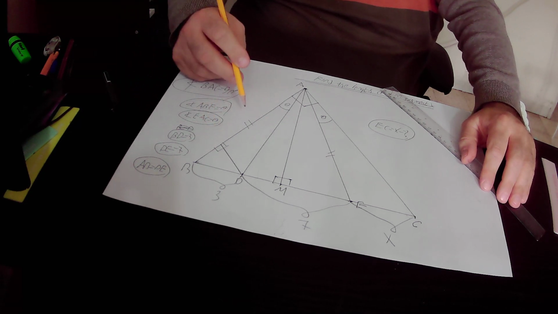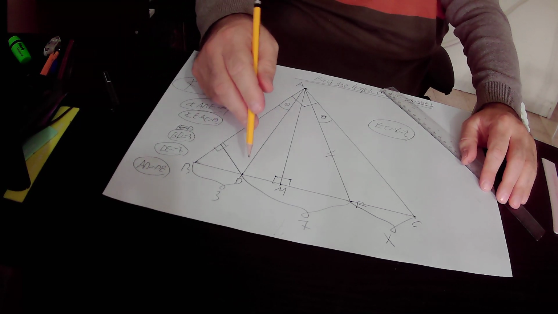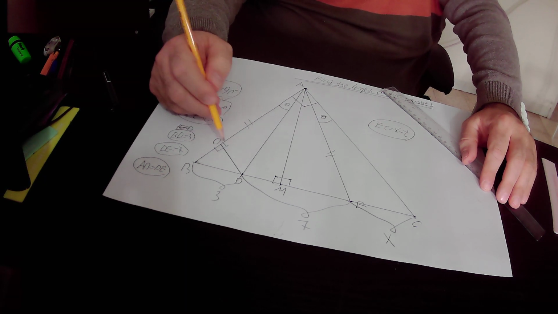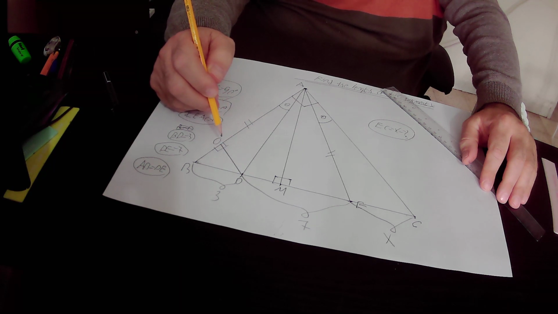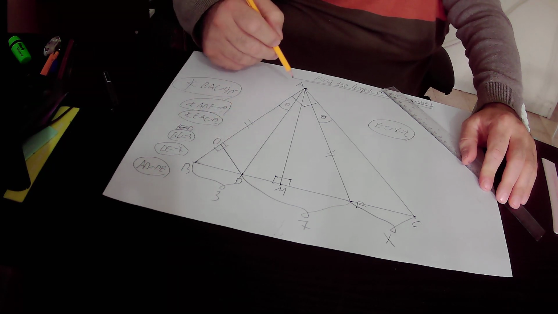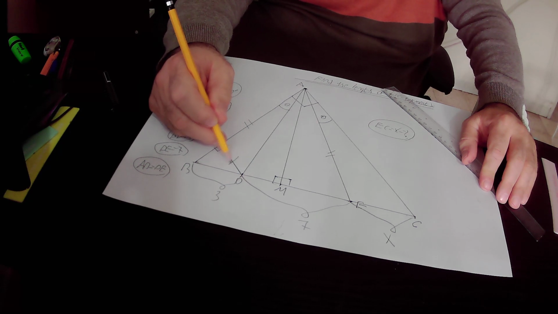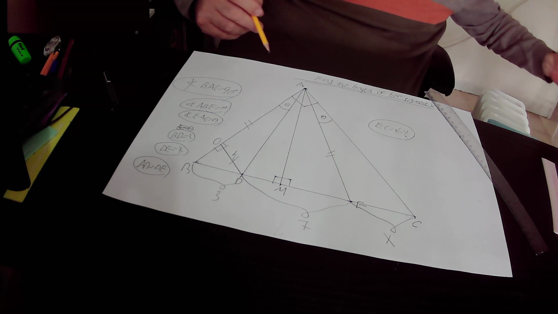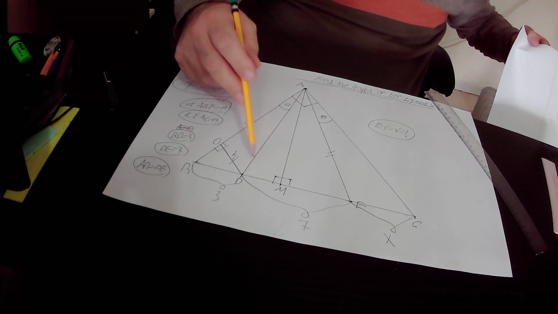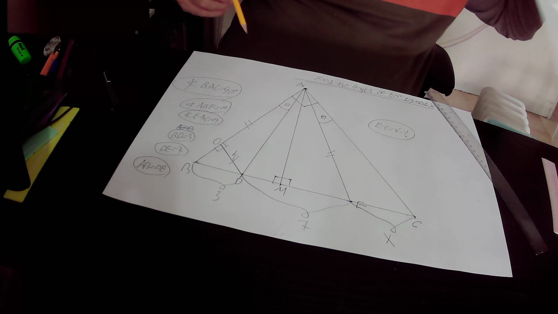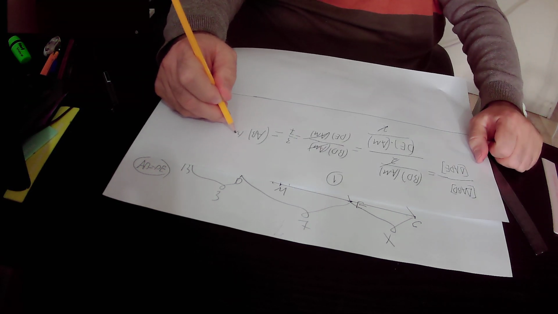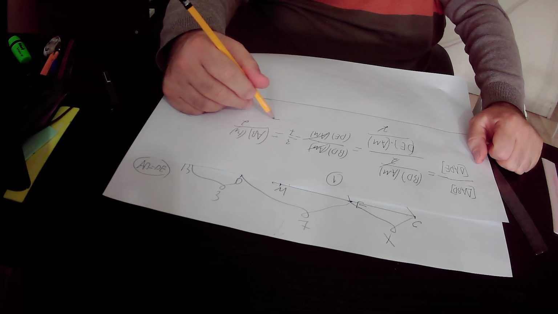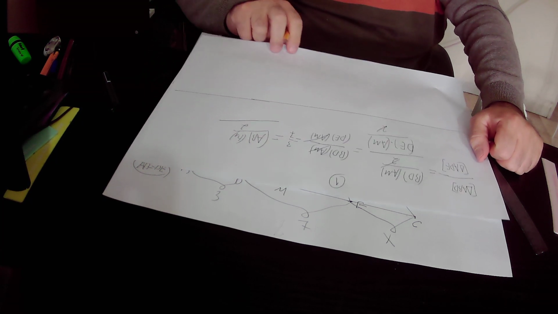We will define the touching point of the perpendicular from point D to AB as point O. So OD is the height to the base of triangle ABD, so we'll define it as H1. So the area of triangle ABD will be equal to the base AB times the height to the base, that is H1, over 2, divided by the area of triangle ADE.